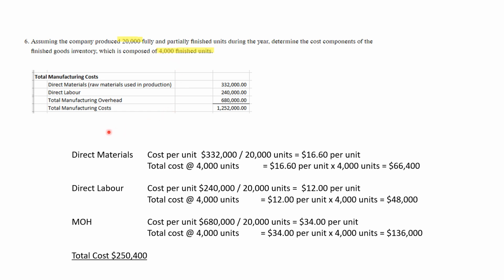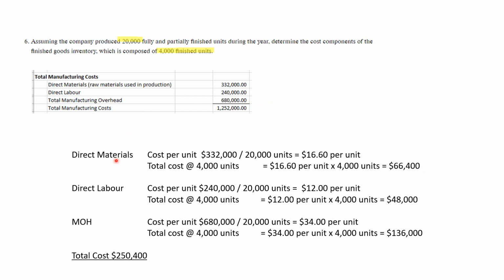If we take a look first at direct materials, if we calculate our cost per unit, we know our total cost at 20,000 units was this 332,000. We're going to divide that by our 20,000 units to get a cost per unit of 16.60. Since our cost per unit for variable cost should stay the same in the relevant range, which it is, we know our total cost at 4,000 units should be our 16.60 per unit times 4,000 units in our finished goods, which gives us 66,400 for our direct materials.